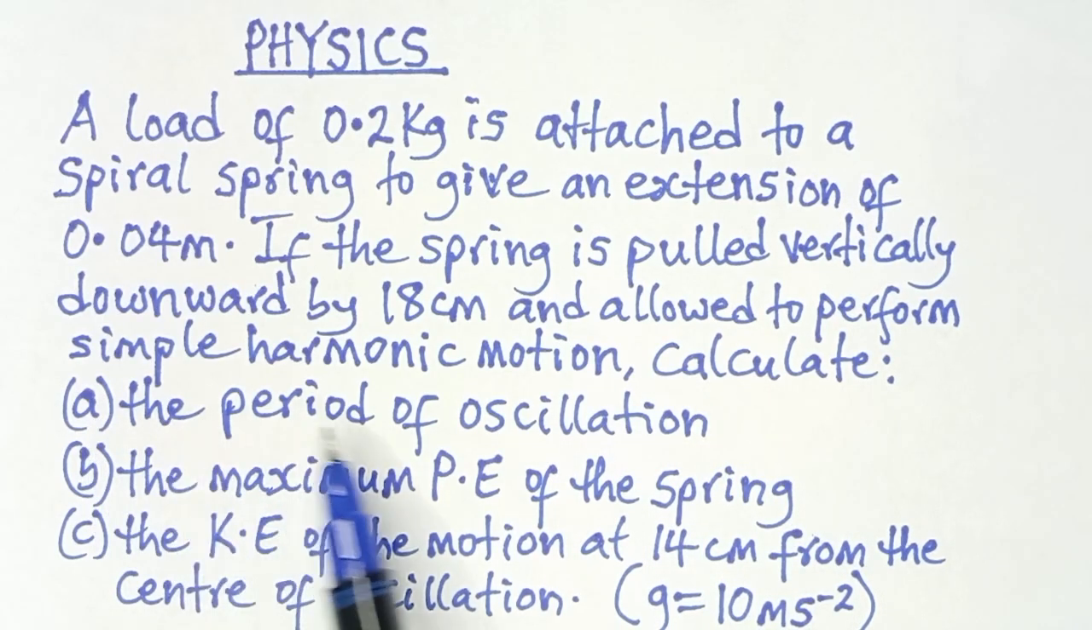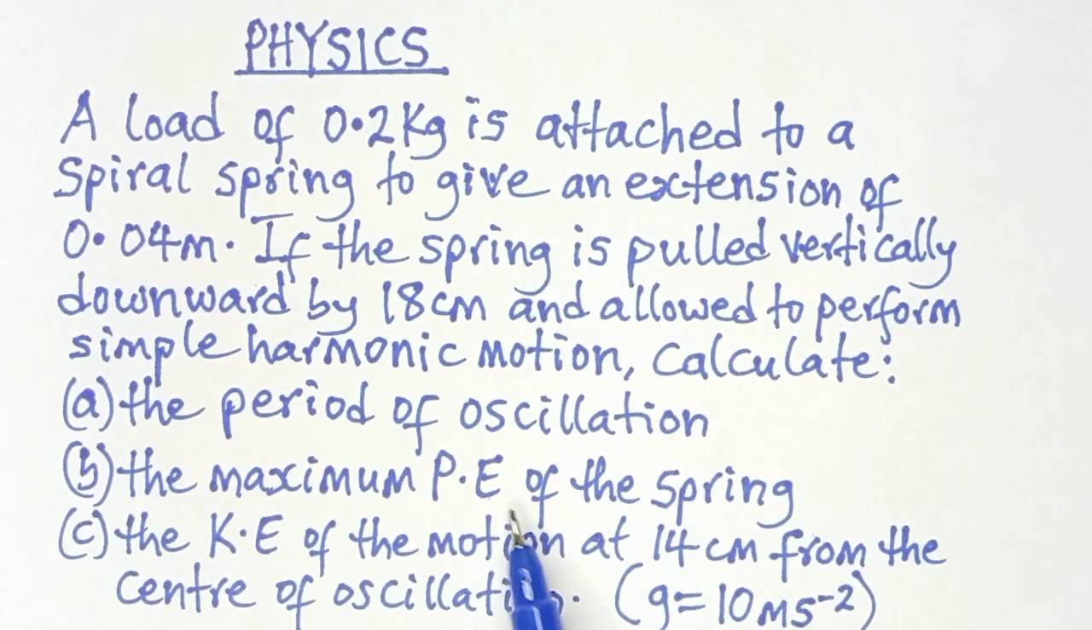A. The period of oscillation. B. The maximum potential energy of the spring. C. The kinetic energy of the motion at 14 centimeter from the center of oscillation. And we are given acceleration due to gravity as 10 meter per second square.